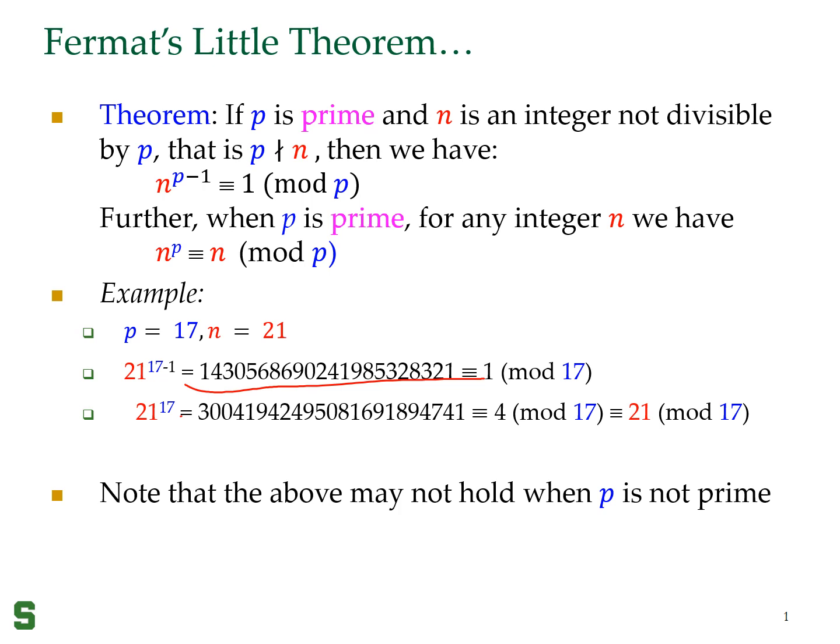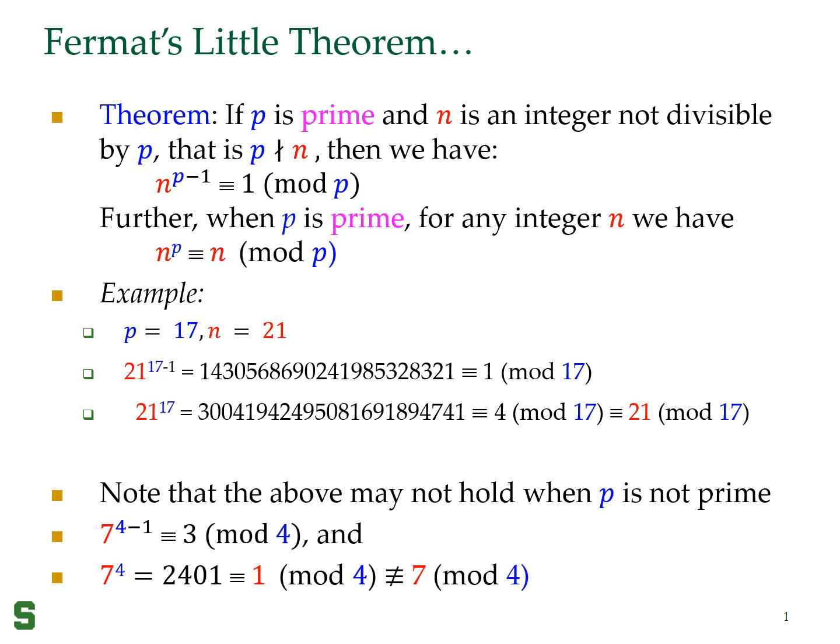Note that the above result may not hold if p is not a prime. So for example, if I do modulo 4 arithmetic, let's say I do p equal to 4, in that case 7 to the power 3 is not 1 mod p, it is in fact 3 mod p, and this is something you can verify. Same way, 7 to the power 4 is 1 mod p and it's not 7 mod p.